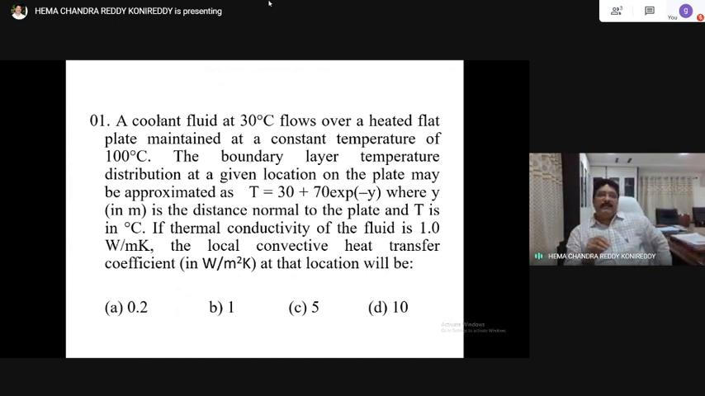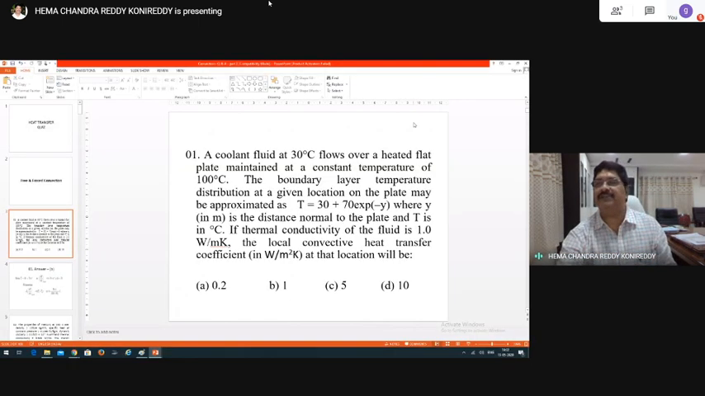The boundary layer temperature distribution at a given location on the plate may be approximated as follows. Within the boundary layer, how the temperature is varying: T is a function of y, given as T is equal to 30 plus 70 e to the power of minus y, where y is the distance in meters. The y, of course, need not be specified. When x is the fluid flow direction, y is the direction perpendicular to it.